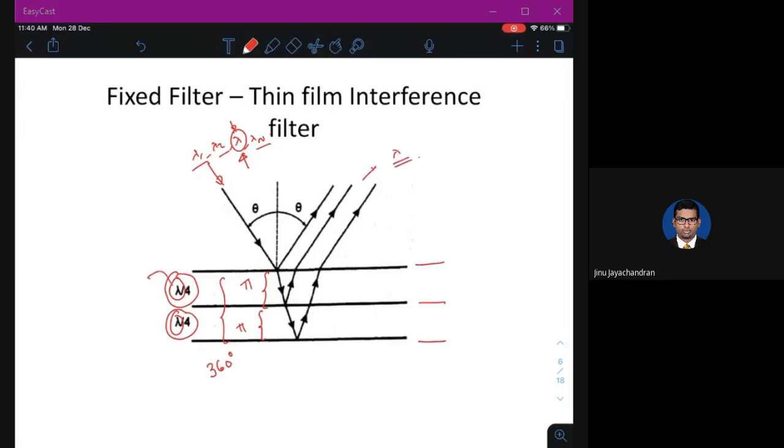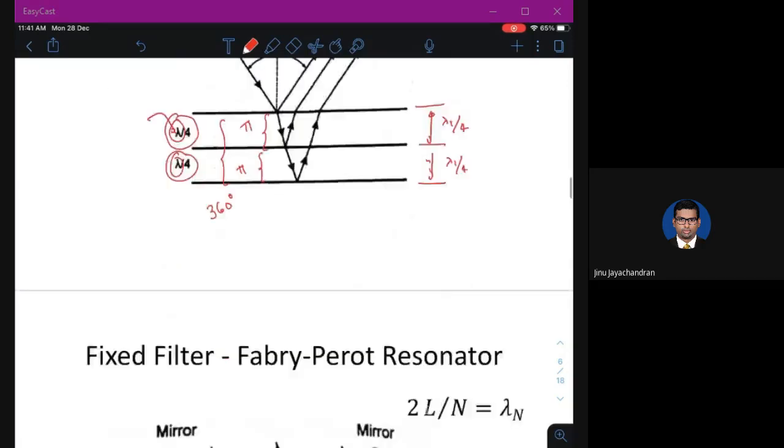By changing this distance between the layers, for example, let's say this is lambda 1 by 4, this is lambda 1 by 4. If you just change the distance between the layers, depending on which wavelength you want to filter out, that will allow you to get that wavelength. So this is called a thin film interference filter.